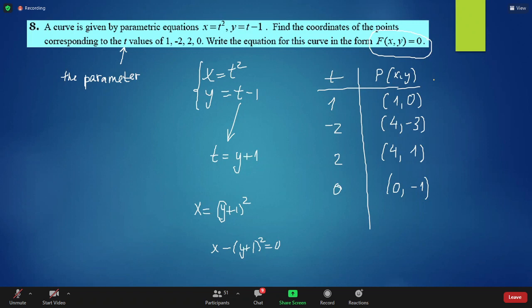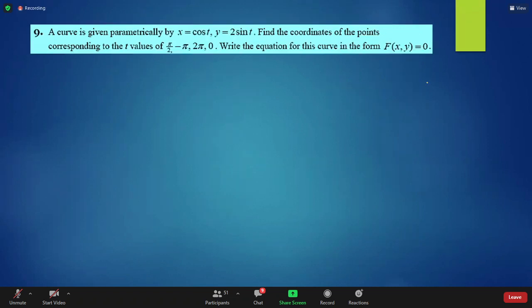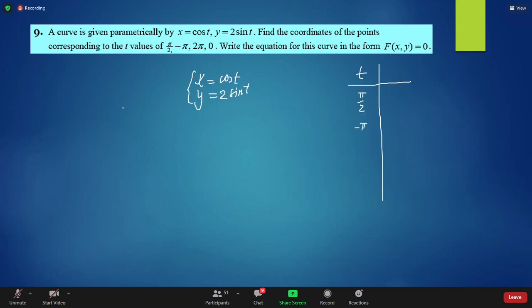There you go. You wanted this. So x is cosine of t and y is 2 sine of t. Again, t values are given, and let's find some points, and then let's work with this equation. So if t is pi half and minus pi and 2 pi and 0.